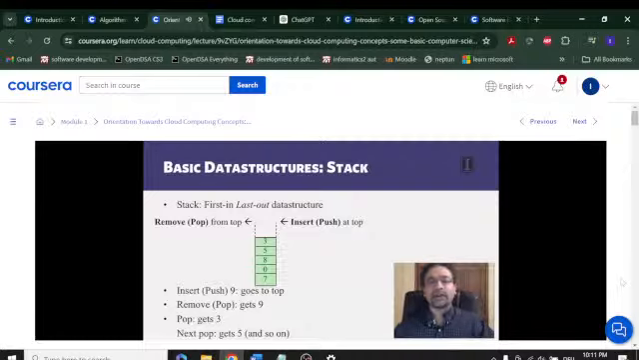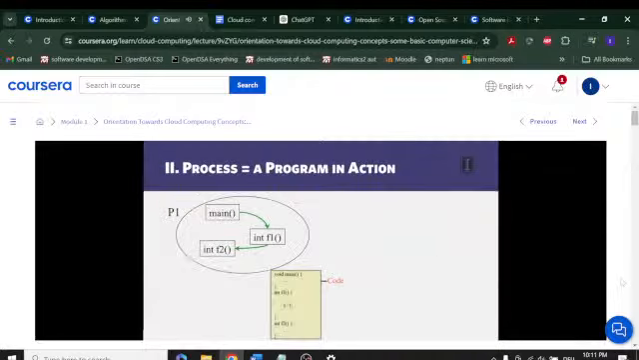So these two data structures, queue and stack, are used very widely in computer science, and in fact, we'll be using the notion of a stack right away when we discuss processes soon in this particular orientation lecture itself. What is a process? A process is essentially a program in action. For instance, you might write a program in a language like C, C++, Java, or Python, or Ruby on Rails, whatever it is, doesn't matter what the language is.